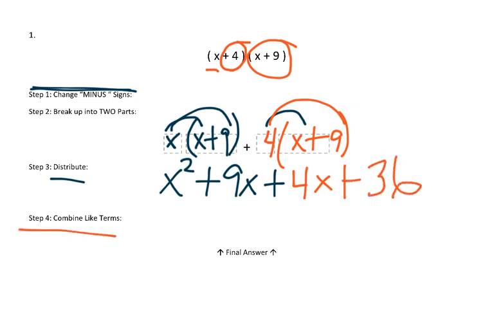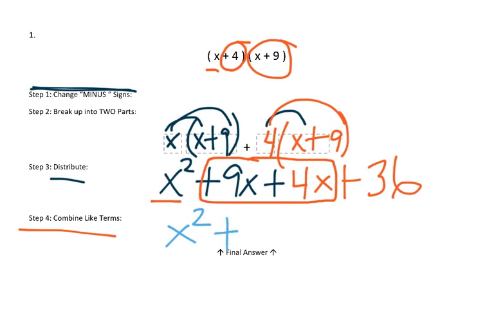The next step, step 4, says to combine like terms. Well, there's nothing like that one. So guess what? That is part of my answer, and I'm just going to write it here, x squared. Next, I'm going to look here, and I've got these two x's in the middle. So I have a 9x, and then I have an additional 4x. If I take 9x and I add 4 more x's, I'm going to have 13x.